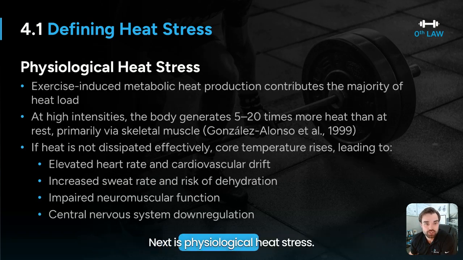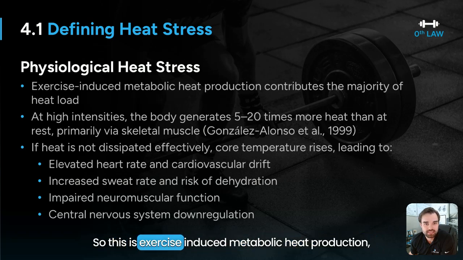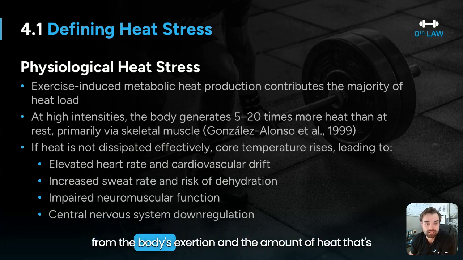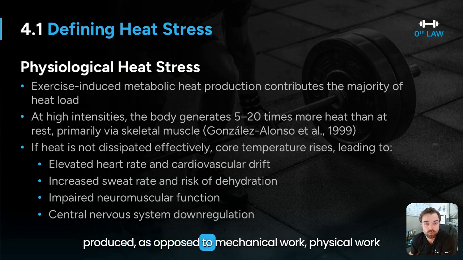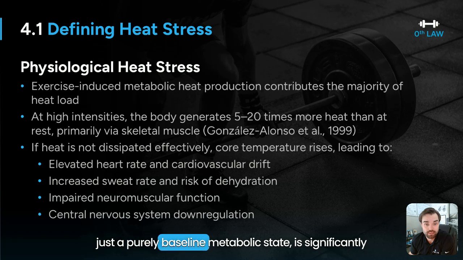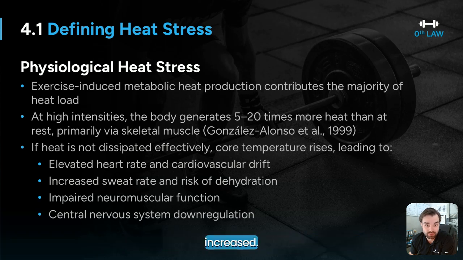Next is physiological heat stress. So this is exercise-induced metabolic heat production, often referred to as exertional heat stress. And this is where a large amount of heat is generated from the body's exertion, and the amount of heat that's produced, as opposed to mechanical work, physical work output, as well as relative to just being at rest and in a purely baseline metabolic state, is significantly increased.